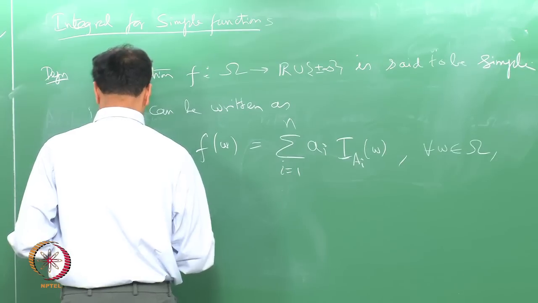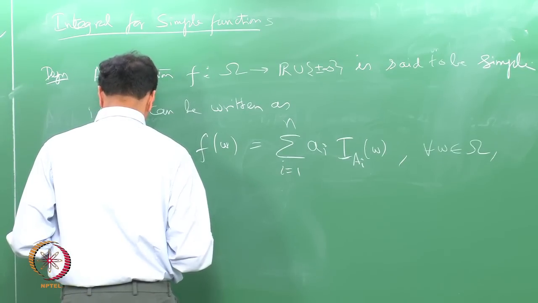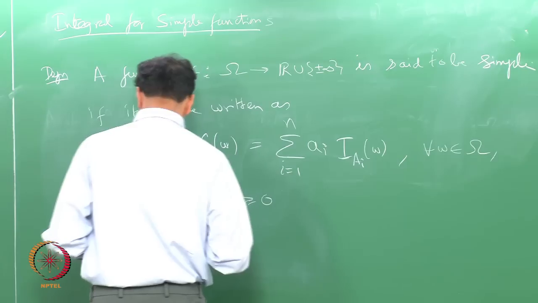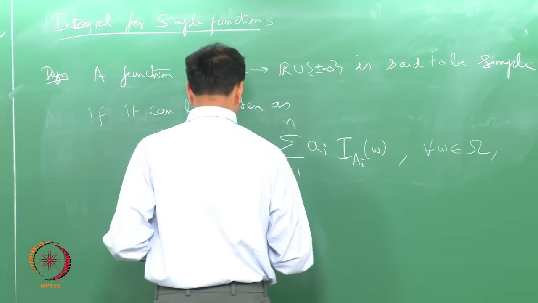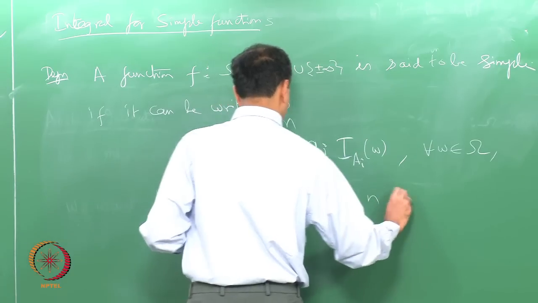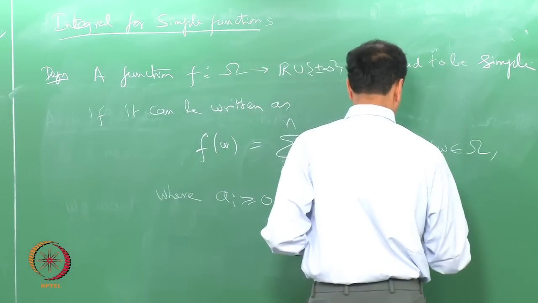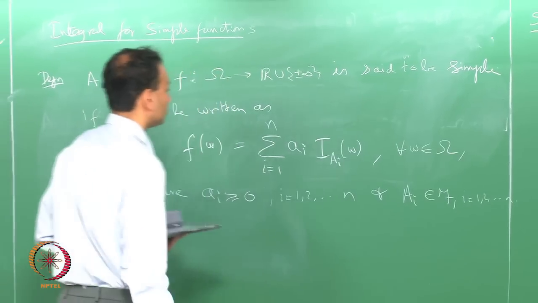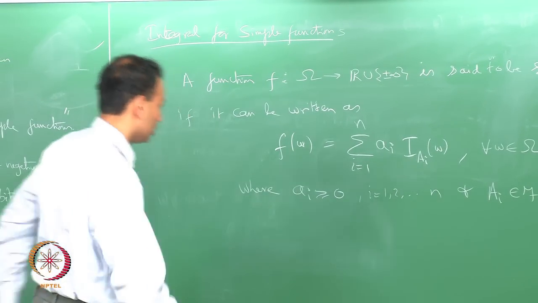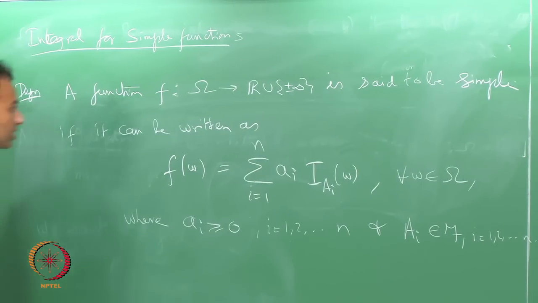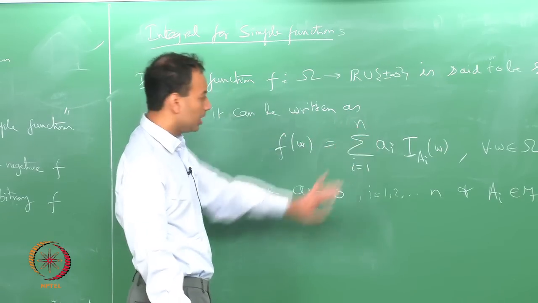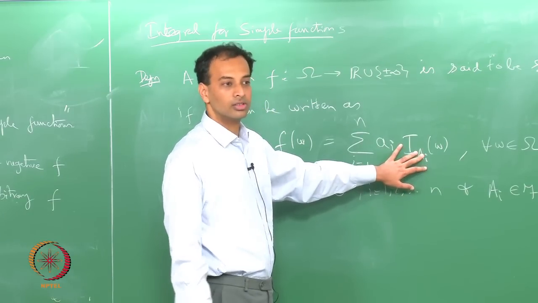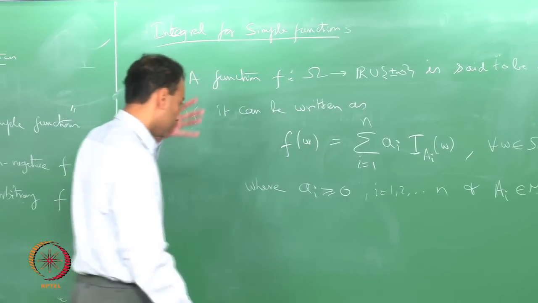Where a_i are non-negative for i equals 1, 2, dot dot dot n, and A_i belongs to F for i equals 1, 2, dot dot dot n. So, that is the definition of a simple function. Okay. So, a simple function is first of all a non-negative function which can be written as a finite sum, a finite weighted sum of indicators. So, that is what a simple function is.